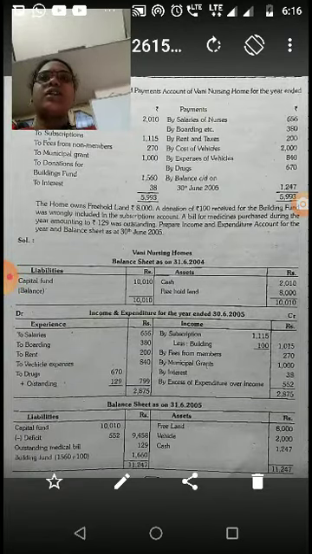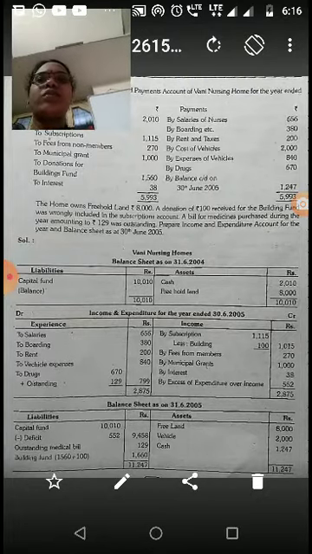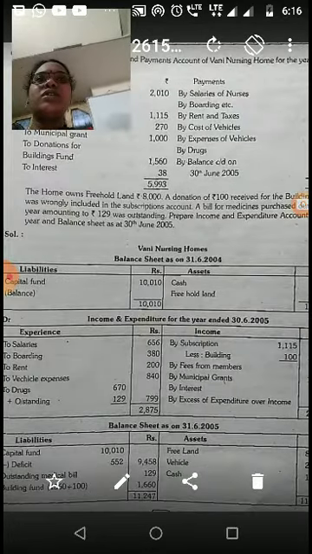Reddy, lecturer in Commerce. Now, let us discuss the problems of non-profit organizations. The following is the receipts and payments account of Vani Nursing Home for the year ended 30th June 2005.